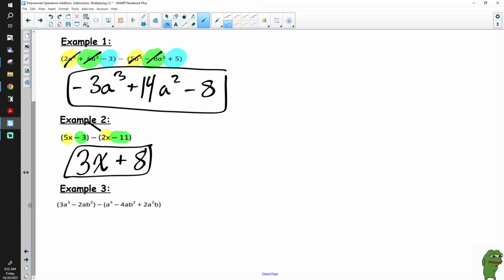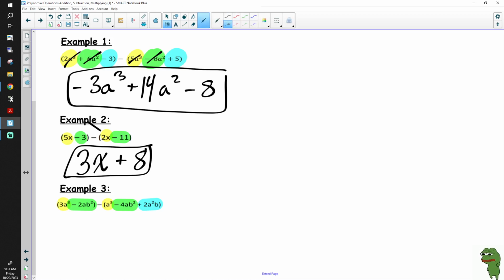Example 3 is the spicy. Here we have 3a to the third and an a to the third. Those are like terms. Remember, our variables have to be exactly the same. So negative 2ab squared has to go with the negative 4ab squared. The last one, if you look, the squared is connected to the a, so that has no friends. It's a loner and gets dropped down.